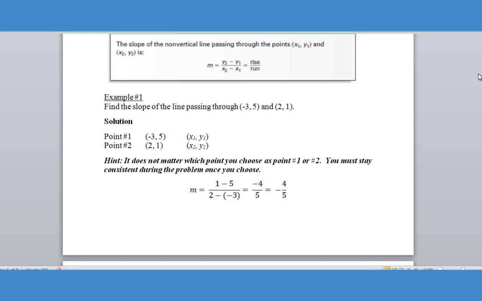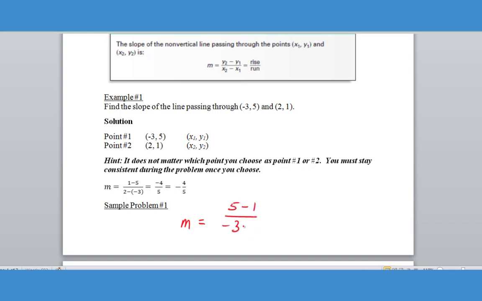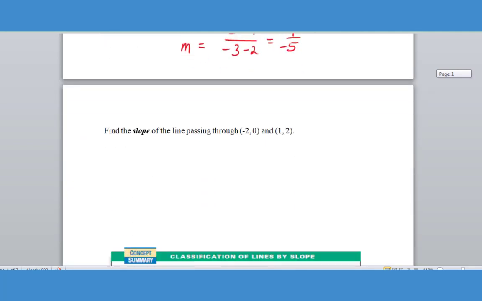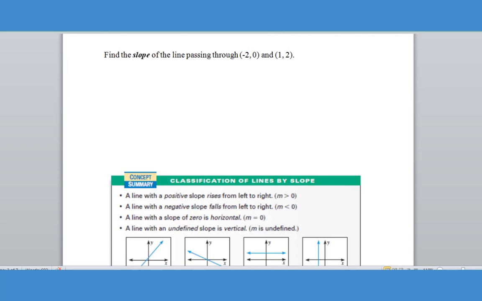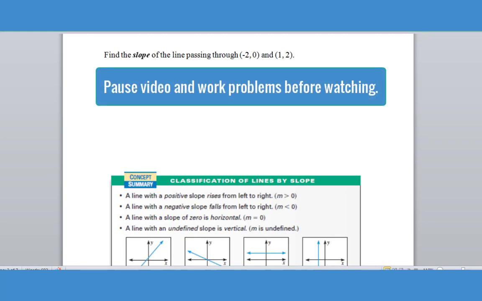Now, if we had changed the order, and instead of simply starting with the second parts, we could have started with 5 minus 1, and then we could have done negative 3 minus 2, and this still would have given us 4 over negative 5, which would have been the same as the negative 4/5. So you can see that the order does not matter as long as we pull them from the same points. Now, sample problem number 1 has us finding the slope of a line that passes through negative 2, 0, and 1, 2. So what I'd like you to do is just pause the video, use example number 1 as your guide, and go ahead and work this problem.